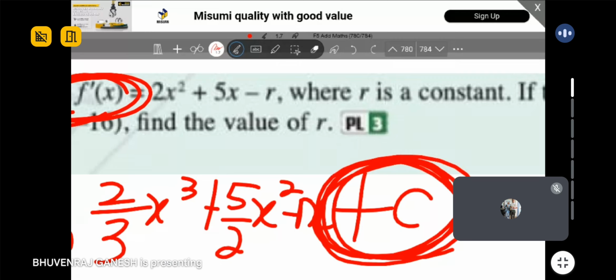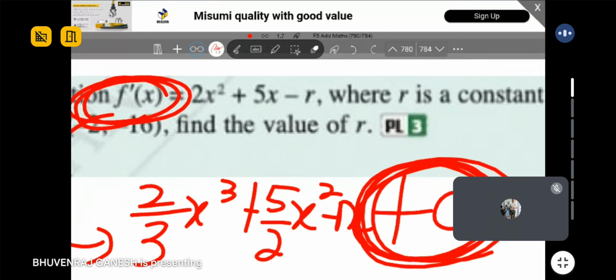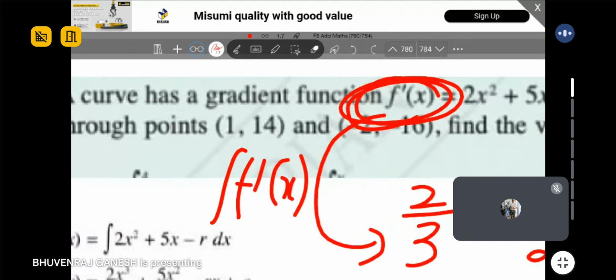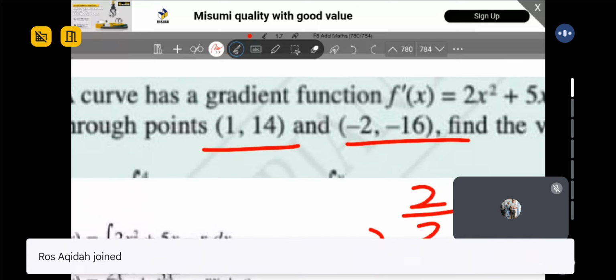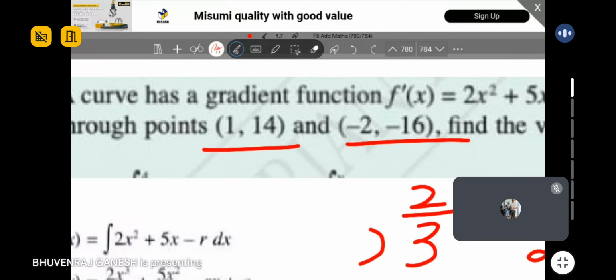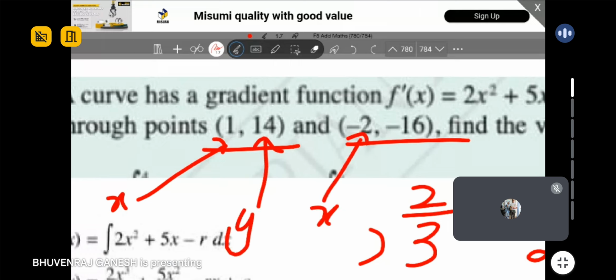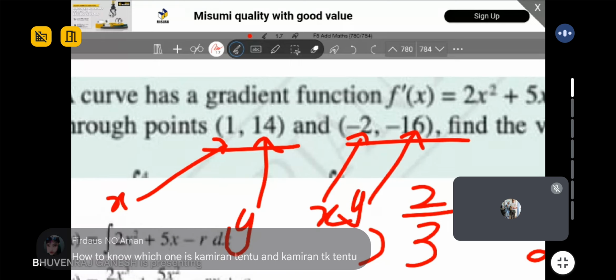Okay. So now, the question is find R. Okay, so how to find R? You can use the information given. You see these 2 points? Dua titik ni, you can substitute. Am I right? This is your X value. This is your Y value. This is X. This is Y. So you got two sets. Dua set nilai X and Y.